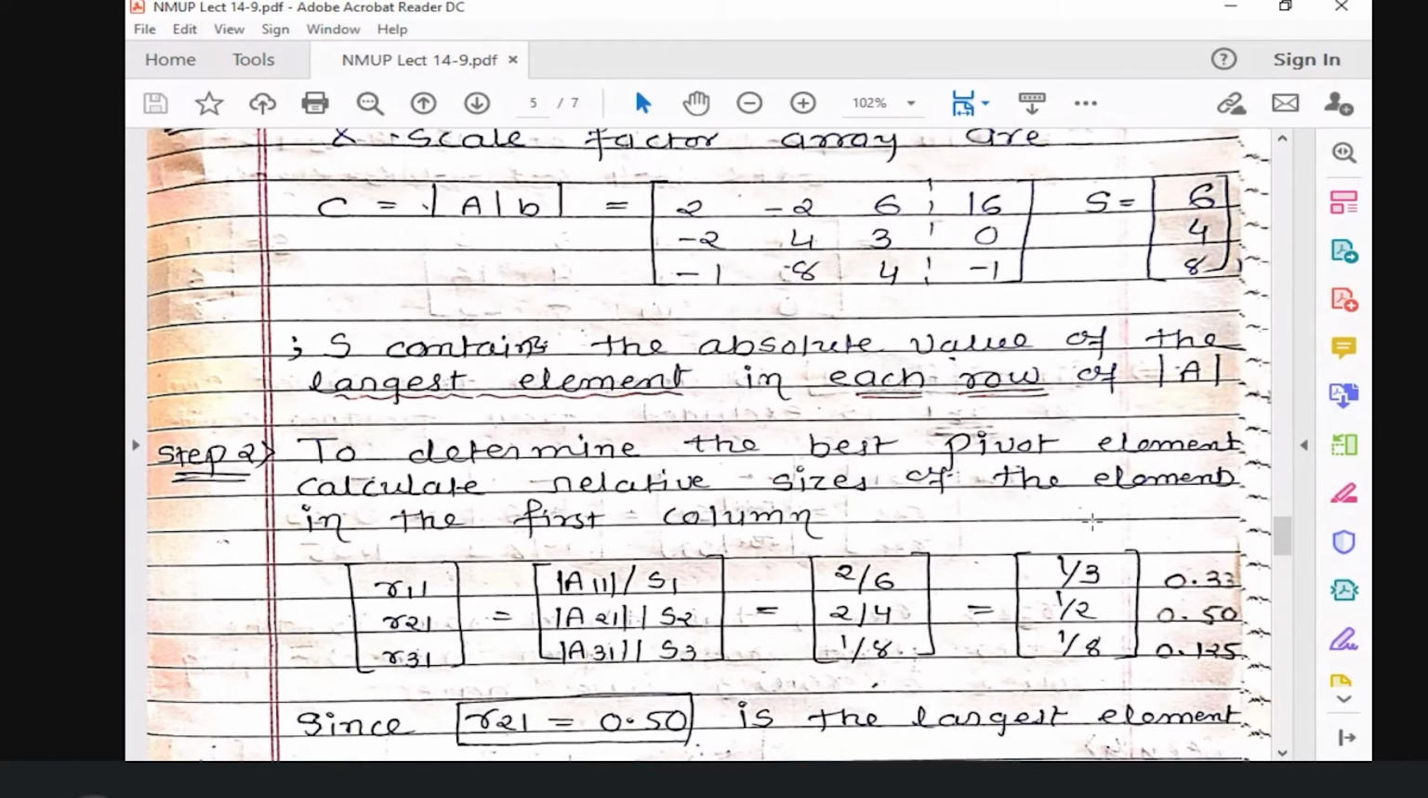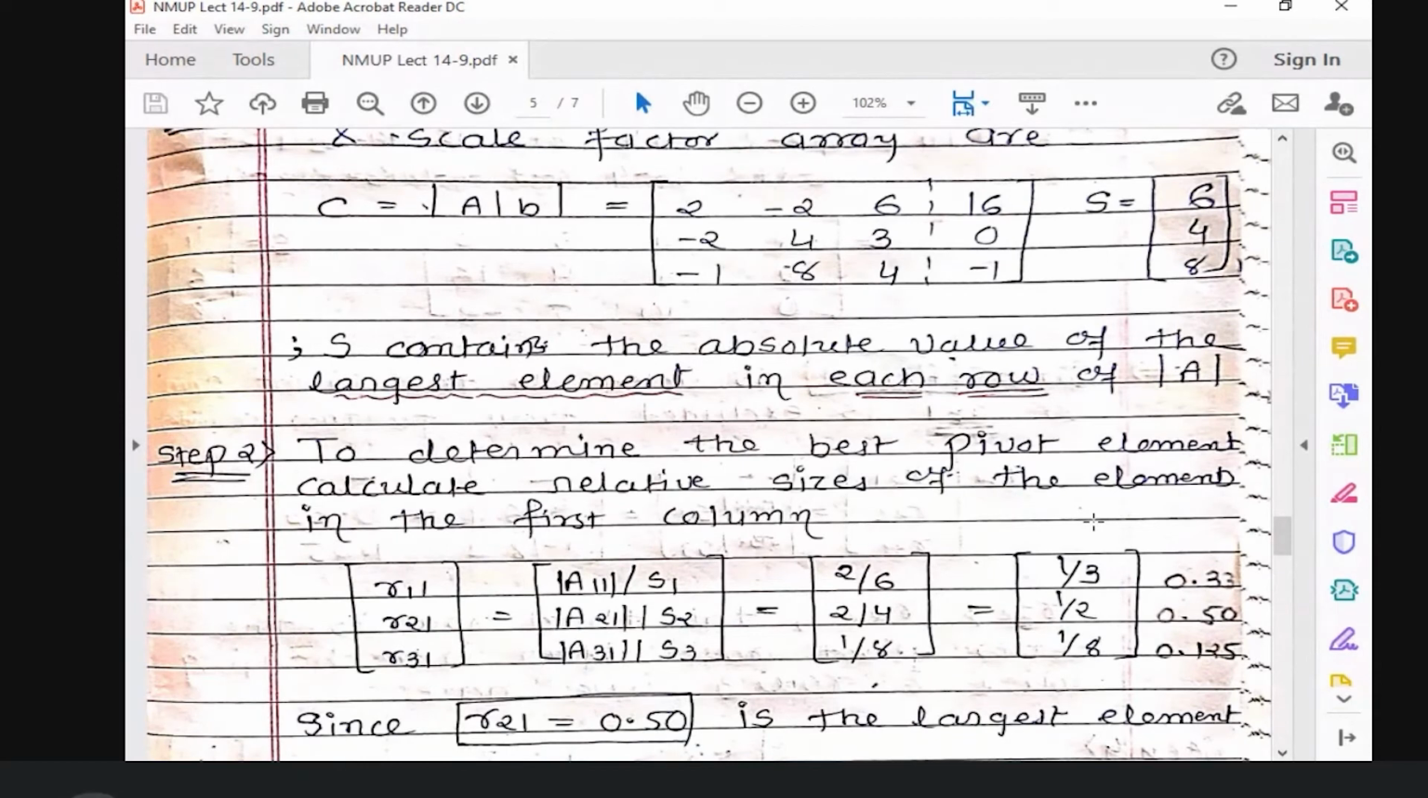So how to calculate this R11? So A11 by S1, A21 by S2 and A31 by S3. Now in our matrix, A11 is equal to 2 and S1 is equal to 6. So just divide this 2 by 6. We got 1 by 3, which is approximately 0.33. Same way, in the second row, your first element, A21 by S2. A21 is equal to 2, but we have to take the absolute value, so it becomes 2, which is divided by 4. So which is equal to 1 by 2, nothing but 0.50.